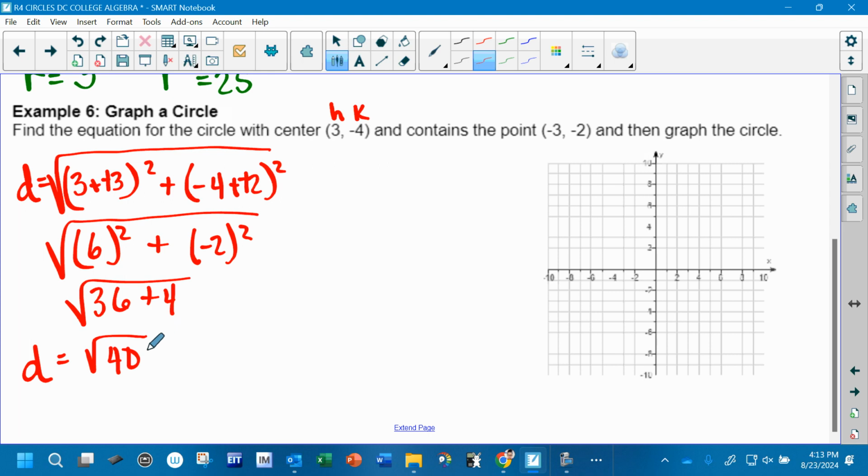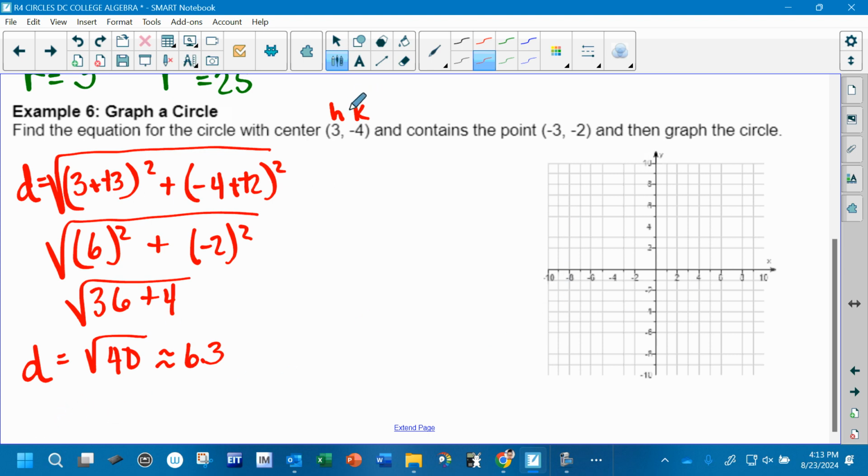Now, the square root of 40 is not a perfect square. So what I'm going to have to do is find the square root of 40. So if I figure out the square root of 40, it's about 6.3. So this is about 6.3. That way I can graph it because I can't graph the square root of 40.